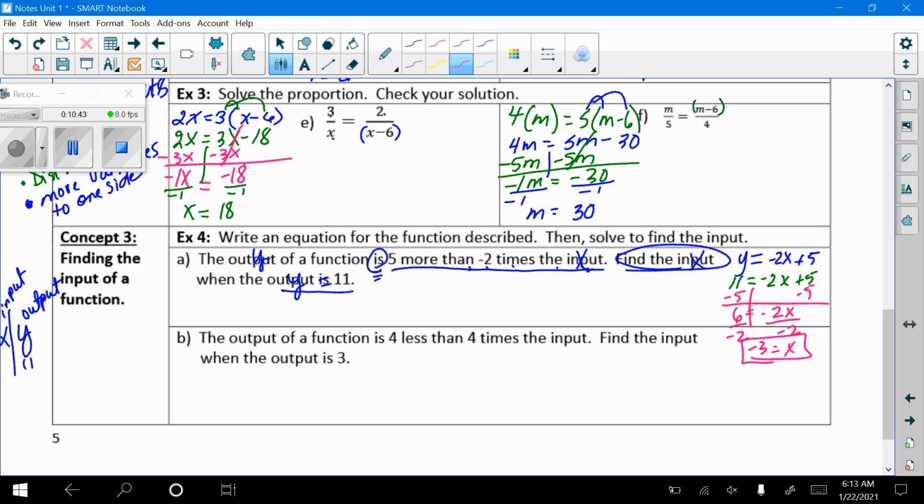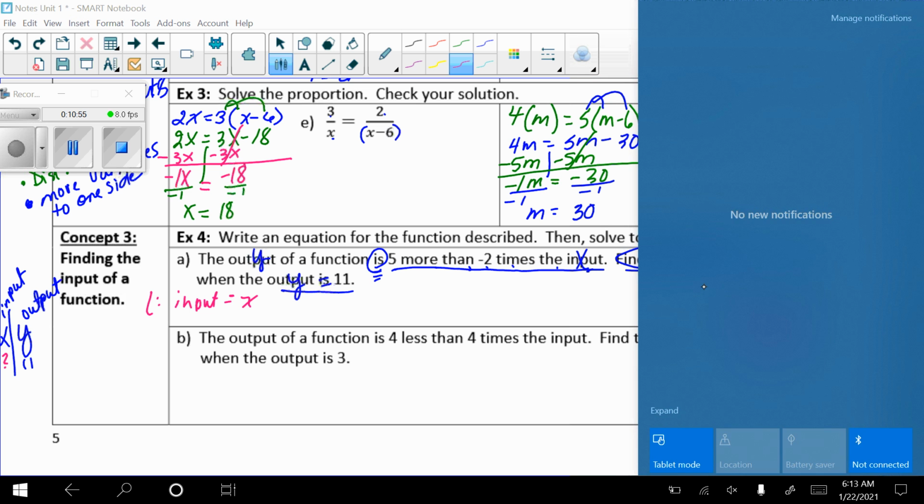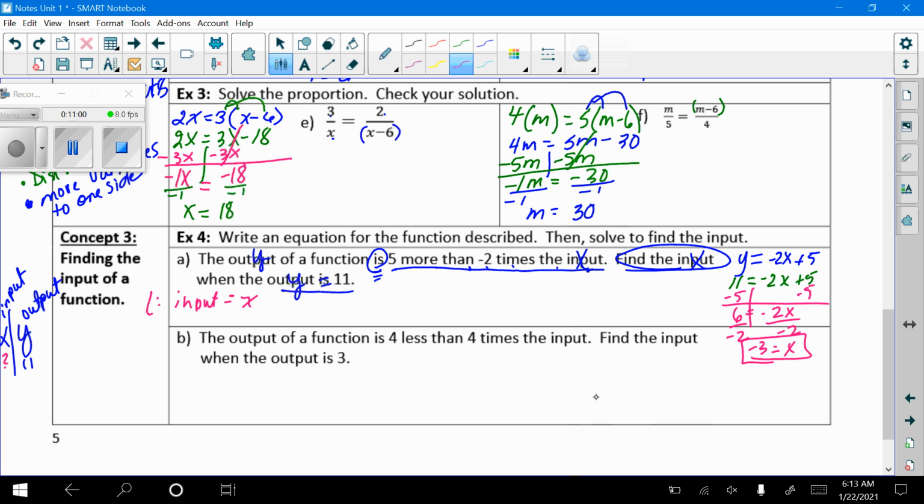If we're doing the full less method, I would label my variable input equals x. Let's label my equation. My equation is over here, and then I solved it. And then my statement would be the input is negative 3.